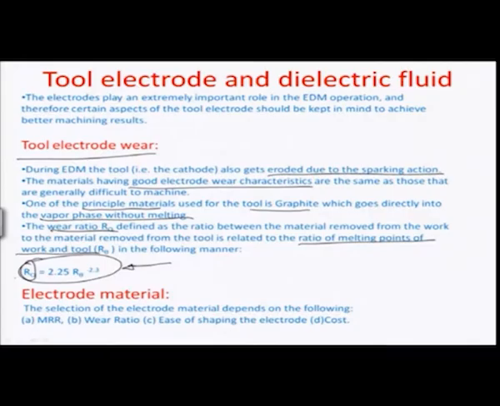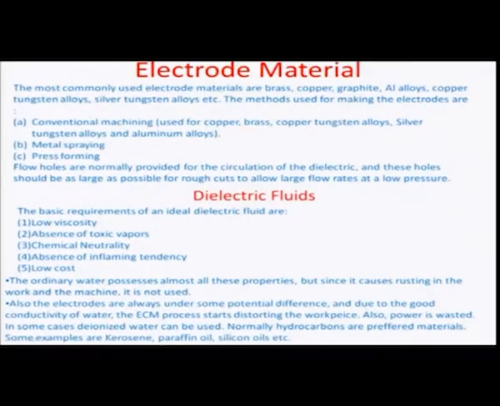So the selection criteria of the electrode material really depends on what kind of material removal rate you need to use, what is the tool wear ratio that you are targeting, and also what is the ease of machining these electrodes, because you can have the exact negative shape of what you are going to machine on a plate, and also the cost has to be kept in mind of the particular electrode in question.